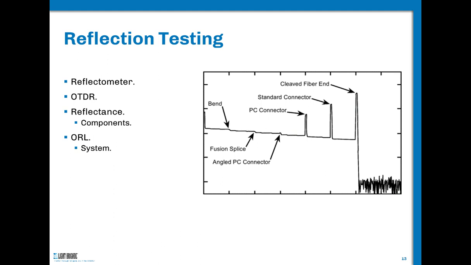But these are normally in about the 35 to 40 dB range, where the standard connector today would be the UPC, or ultra physical contact polish connector, and that would be in the range of about 50 dB. And then a cleaved fiber end, that's an abrupt end face at the far end, so we're going to see a lot of reflectance on it. That's a glass to air interface on that.